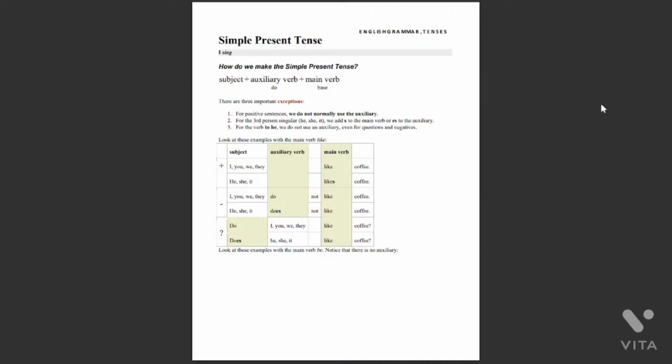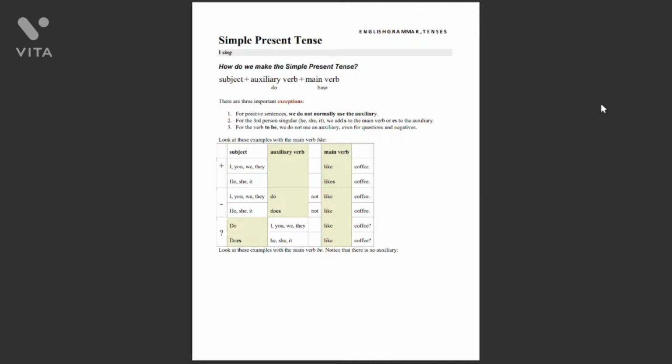And there are three important exceptions also. For positive sentences, we do not normally use the auxiliary verb. For the third person singular, he, she, it, we add s to the main verb or es to the auxiliary. And for the verb to be, we do not use any auxiliary, even for questions and negatives.